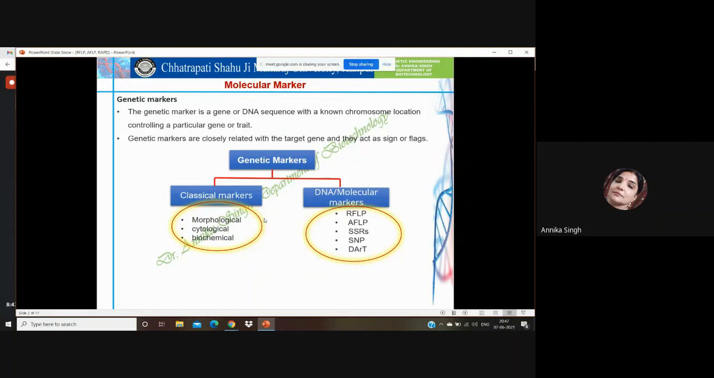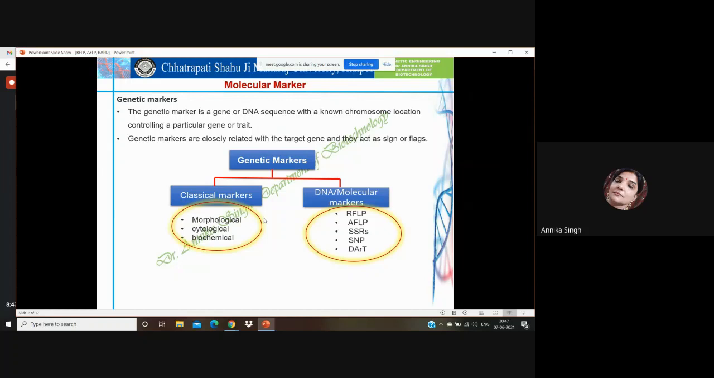So, before going deep into the marker terms, we must know something about genetic markers. What are genetic markers? A genetic marker is either a gene or a DNA sequence with a known chromosome location which controls a particular gene or trait.